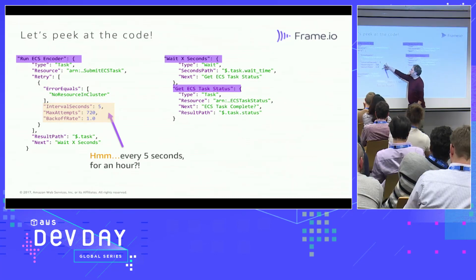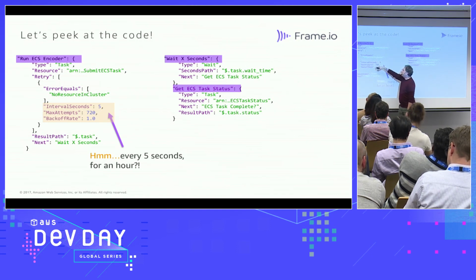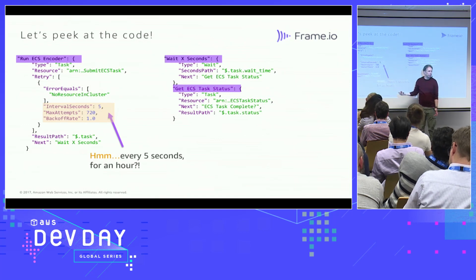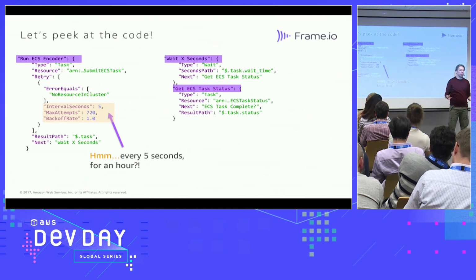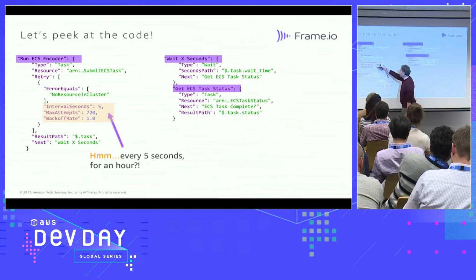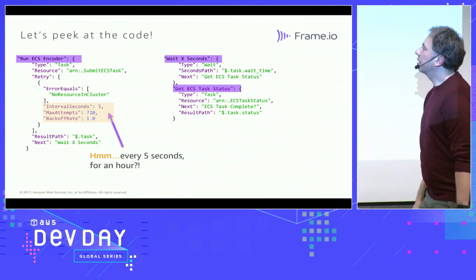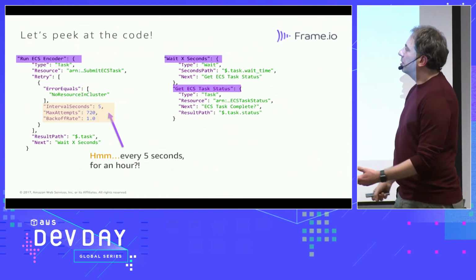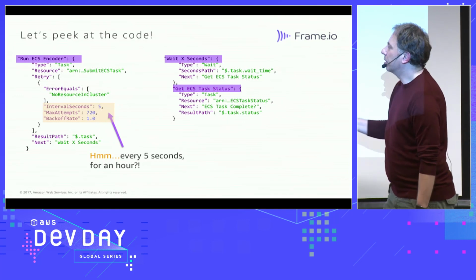So they added this, and then basically, if the error is no resource in cluster, they will just loop here until the cluster will autoscale. And usually it takes like 5-10 minutes. But they added 1 hour just to be sure. And this is a way to retry until the autoscaling cluster of the container service is growing.